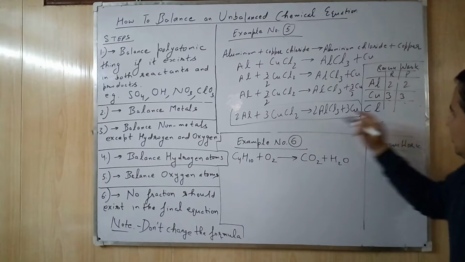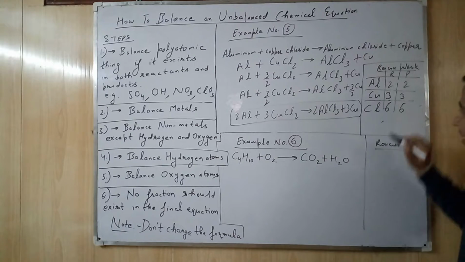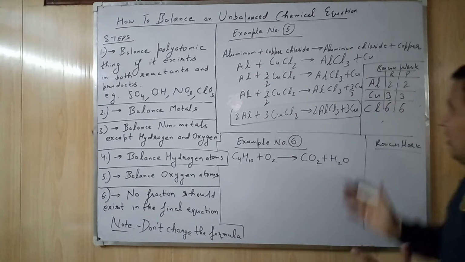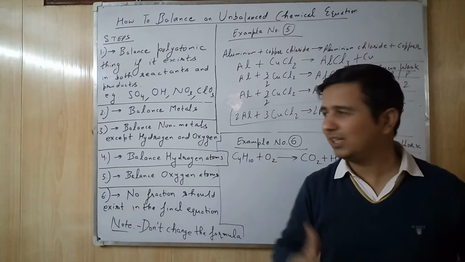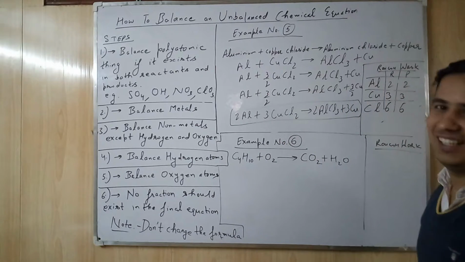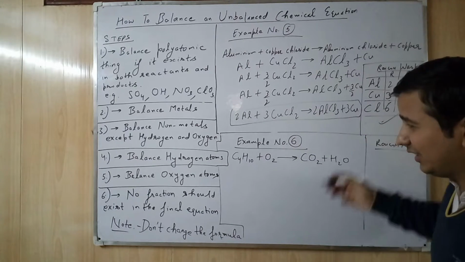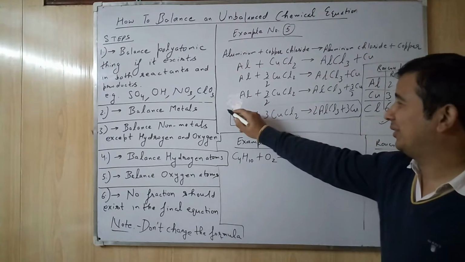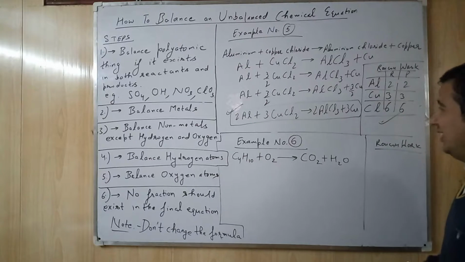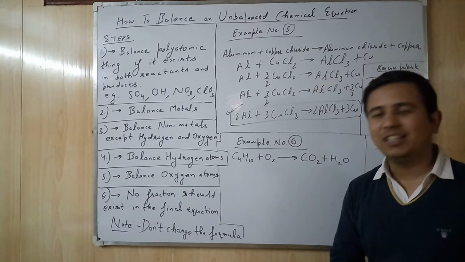Chlorine: 3 into 2 is 6, 2 into 3 is 6, because this is Cl 6. And please, sorry if you are not understanding my writing, but I am speaking while I am saying this is Cl, so you have to understand it as here. Okay, thank you. So I think now, this is a balanced chemical equation. Yes, I am confirmed, this is the balanced chemical equation.